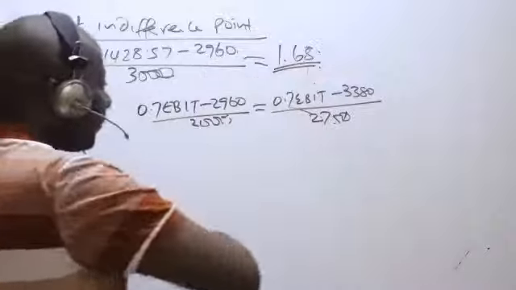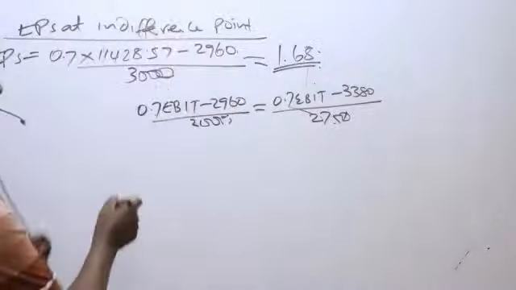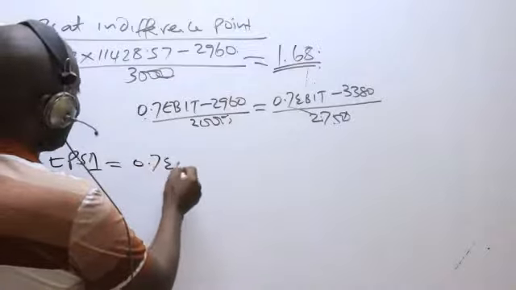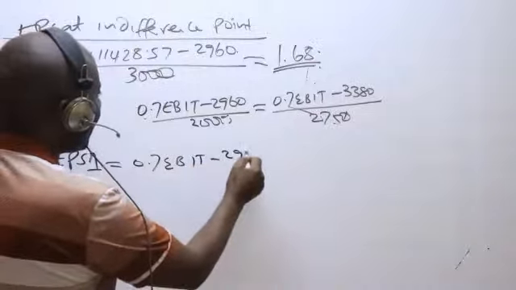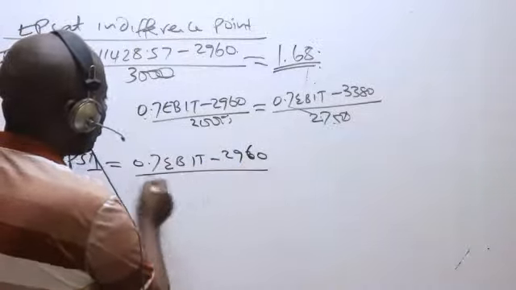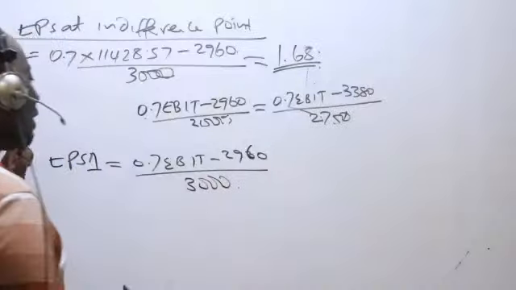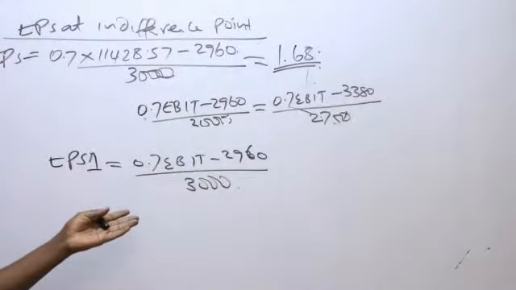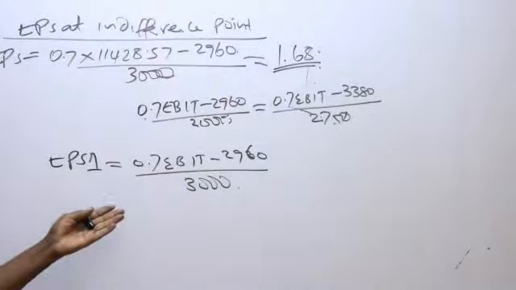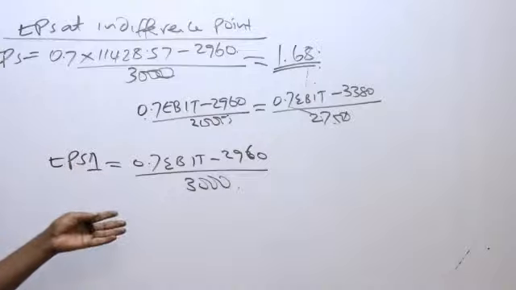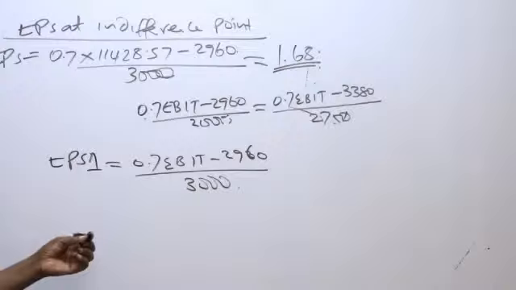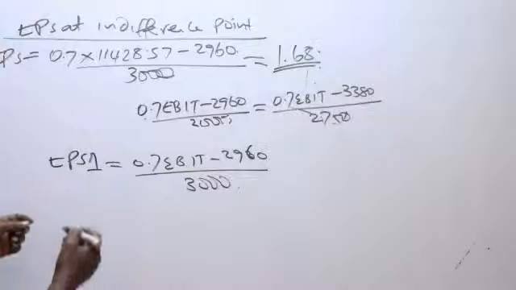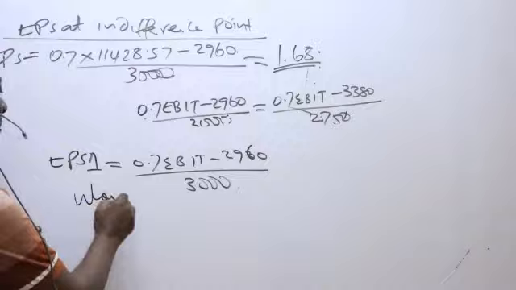Okay. So in this case we have EPS1 equals 0.7 EBIT minus 29,960, all over 3,000, and you want to draw a graph. How do you draw a graph? Remember, this is a straight line. So how many points do we need to draw a straight line? Two points.